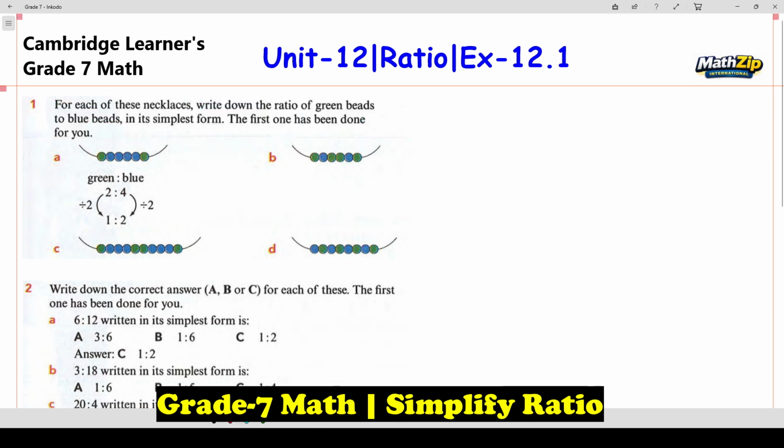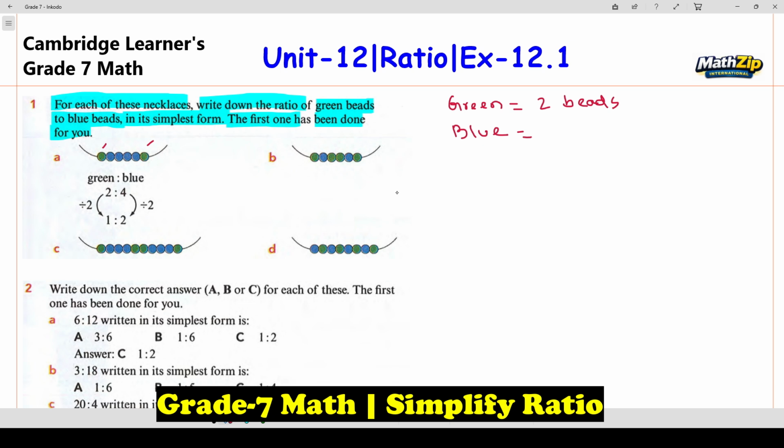Question 1. For each of these necklaces, write down the ratio of green beads to blue beads in its simplest form. The first one has been done for you. Look, this is necklace A, where there are 2 green beads and blue, 1 2 3 4, right?